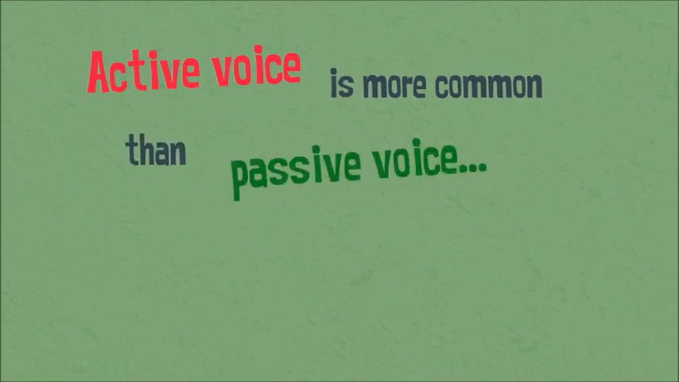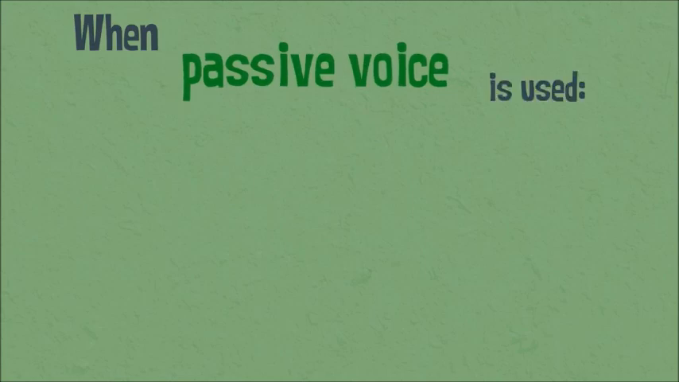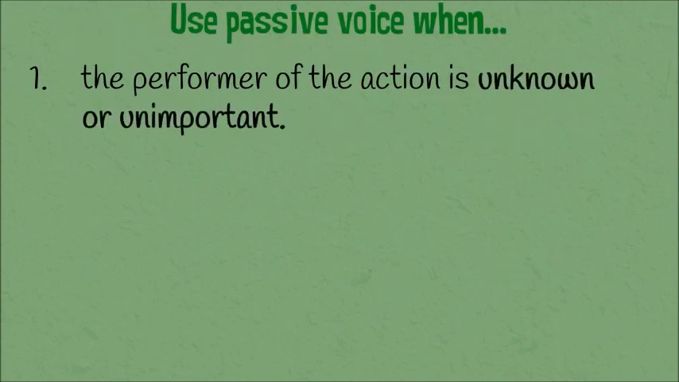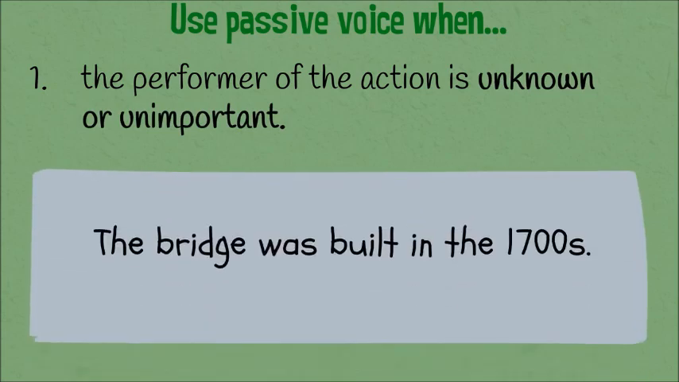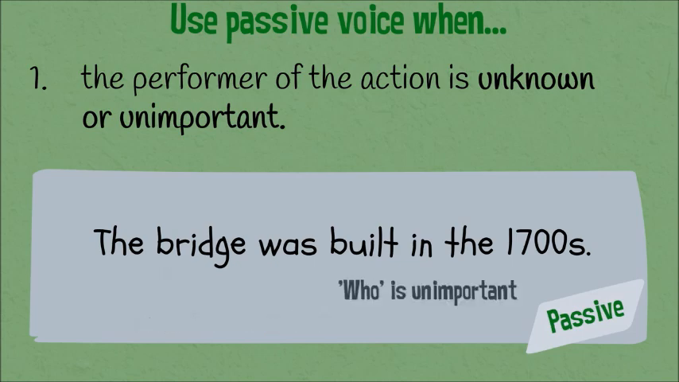In everyday writing and speech, active voice is more common than passive voice. But passive voice is important. Let's have a look at when passive voice is used. When the performer of the action is unknown or unimportant. For example, the bridge was built in the 1700s. We can see the subject, the bridge, is receiving the action. Therefore, this sentence is written in passive voice. The sentence has no object. Who built the bridge is not important in this sentence, or perhaps who built the bridge is not known.